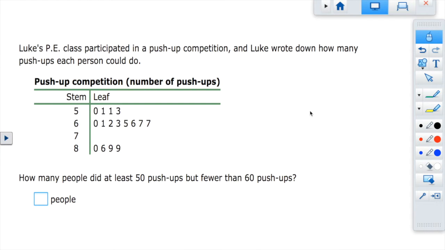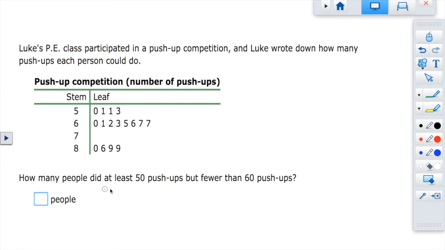Let's get started. Luke's PE class participated in a push-up competition, and Luke wrote down how many push-ups each person could do. You see he organized it here in a stem and leaf plot. Remember from the last video, this stem over here represents 50. So we have 50, 51, 51, and 53, and then this represents 60. So the 0 is 60, 61, 62, 63, 65, 66, 67, and 67.